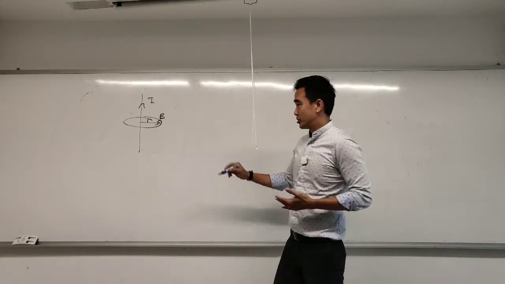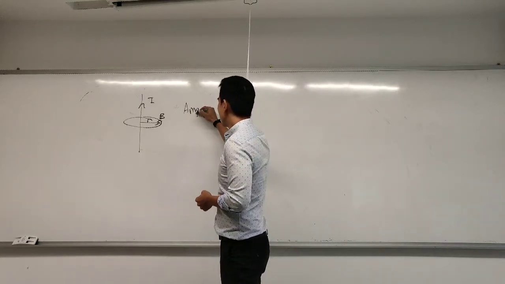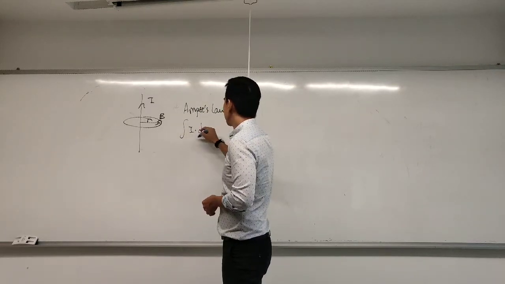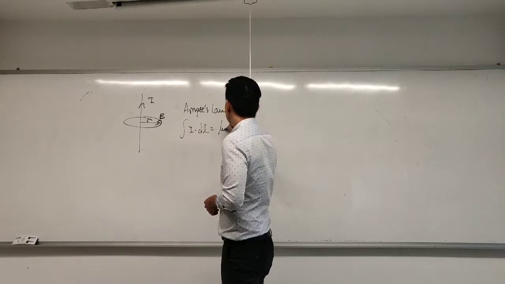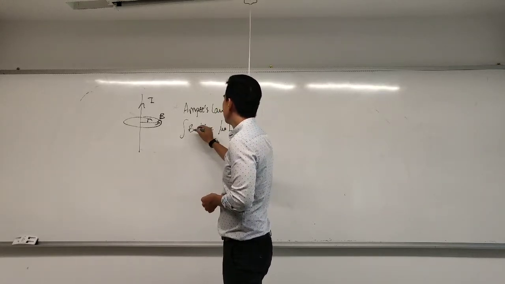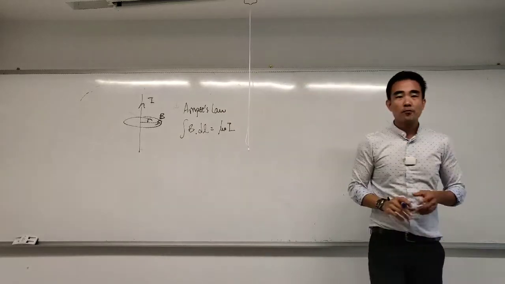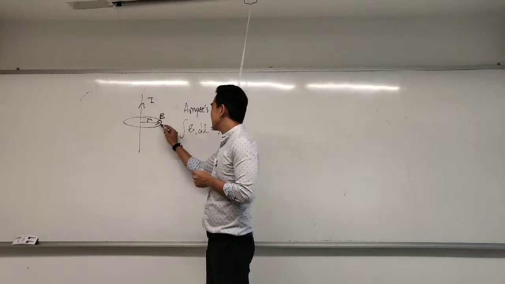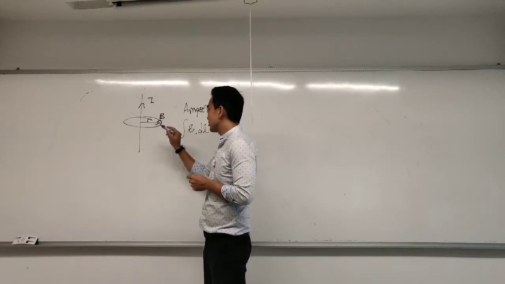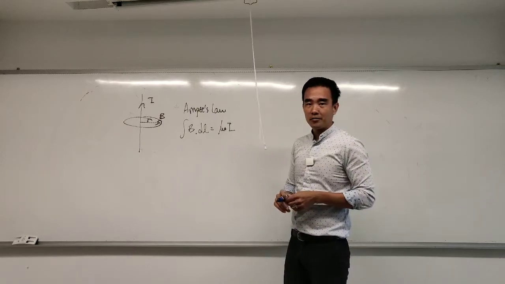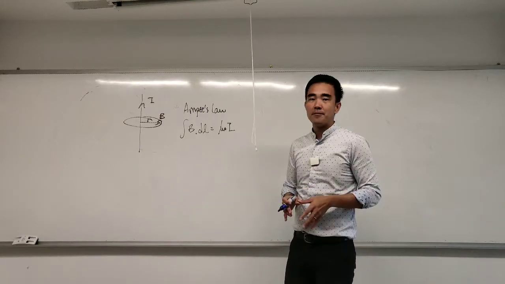So there's this law, which is called Ampere's law. It is a rather neat equation: the integral of B dot dl equals mu naught I. Sorry, a mistake over here. It is the dot product of B and dl, integrated over the path, and it equals mu naught I, which is the current enclosed by the Ampere loop.